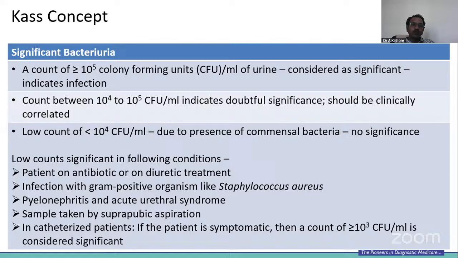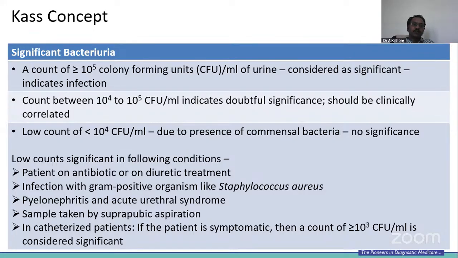If you see low counts, there are certain conditions where these are significant, where a patient on antibiotic or on diuretic treatment should be considered. So if the patient is on an antibiotic, that's why in the prescription we definitely require what antibiotics are being used for the patient, so that we can consider the counts and decide whether it is significant bacteriuria or non-significant bacteriuria. And in the same way, whether the patient is on any diuretic treatment or not.